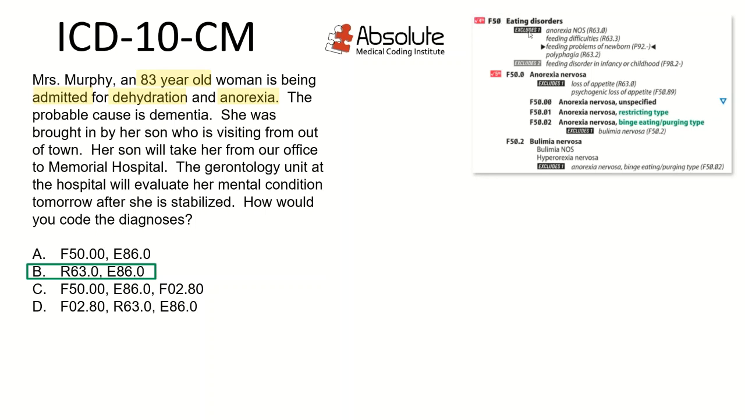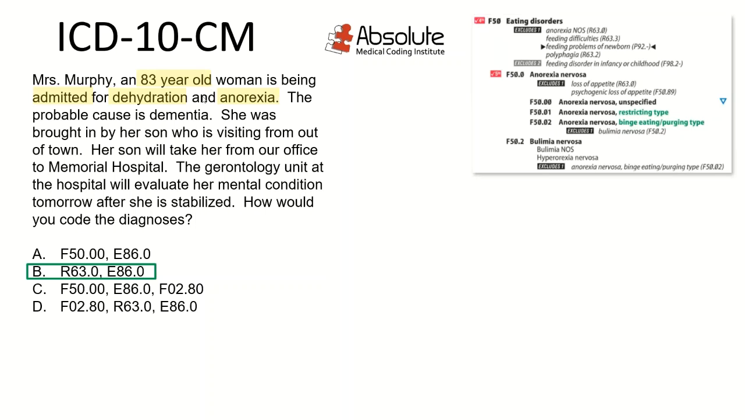If you look right here, pay attention to these Excludes1 and Excludes2 notes. So what does Excludes1 mean? Going back to ICD-10, but we're going to get started with E&M right after this one. I always like to throw in an ICD-10 one here just to keep us fresh on that. Yes, it cannot be coded here. These two cannot be coded together, and it's saying that it excludes anorexia not otherwise specified.